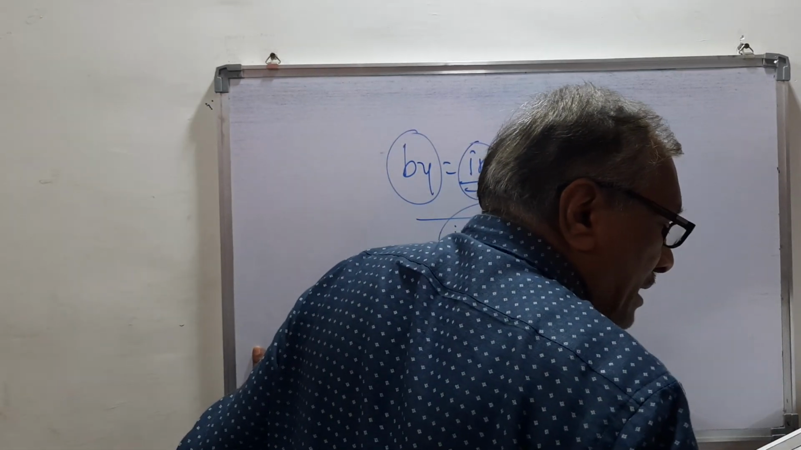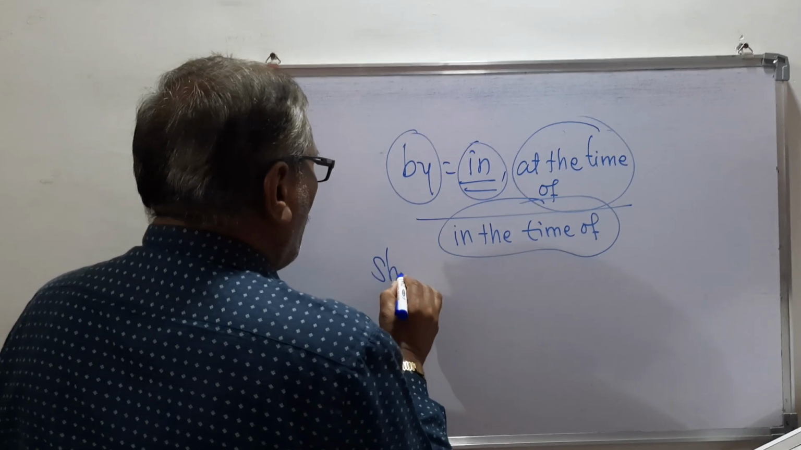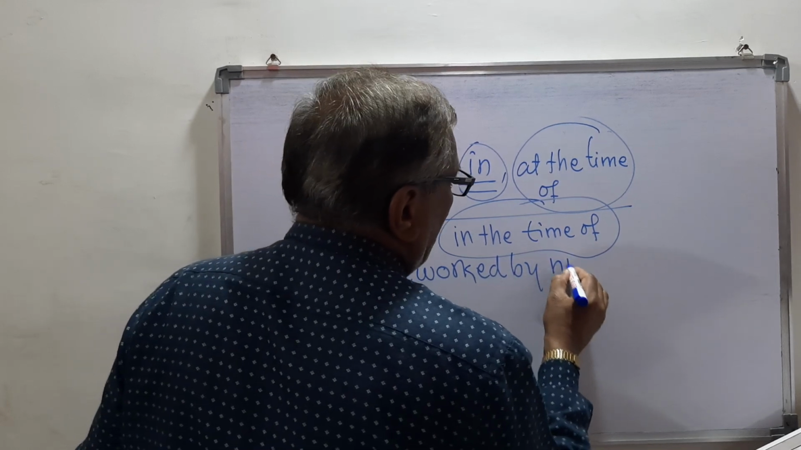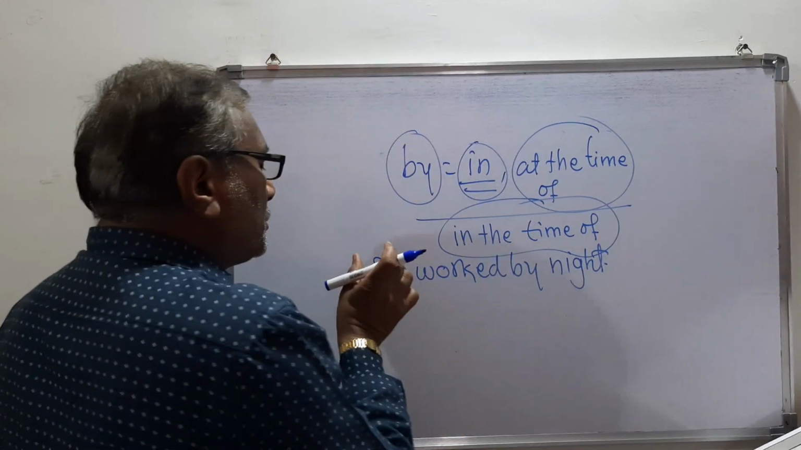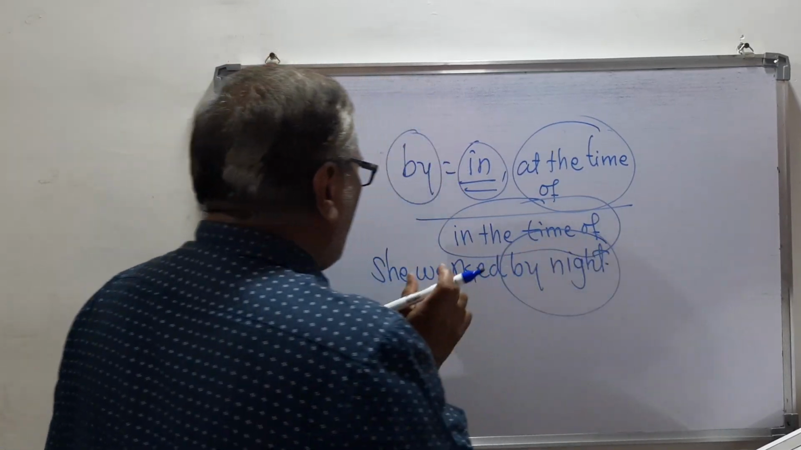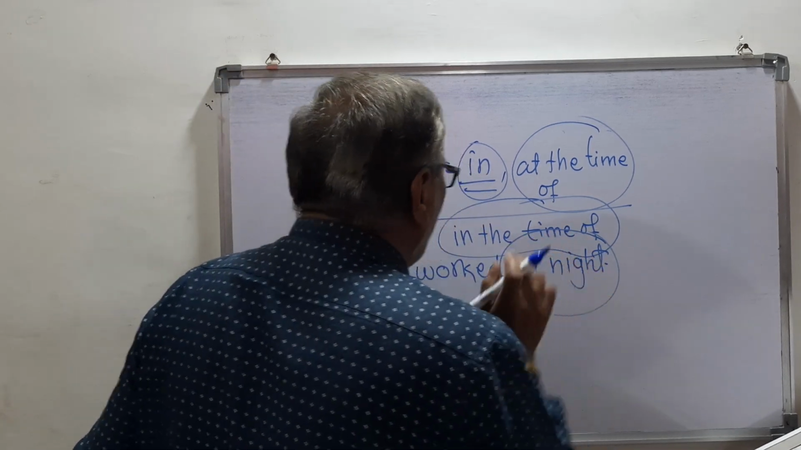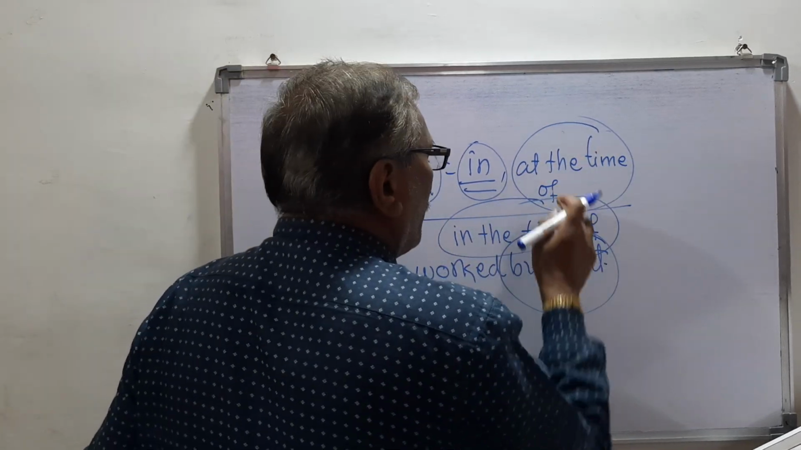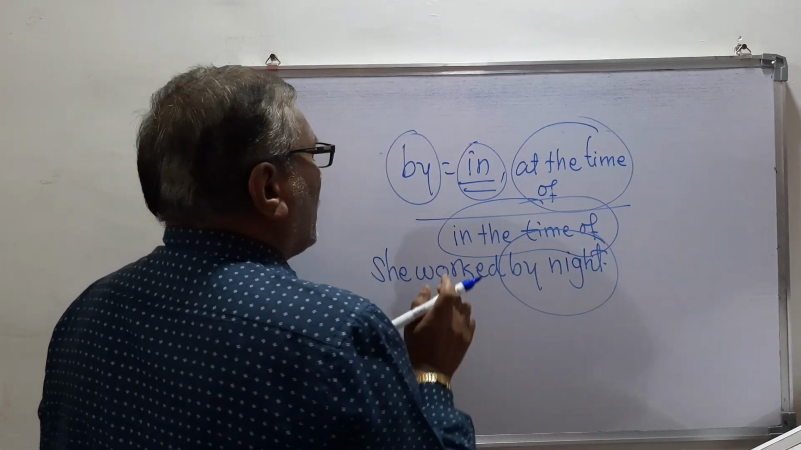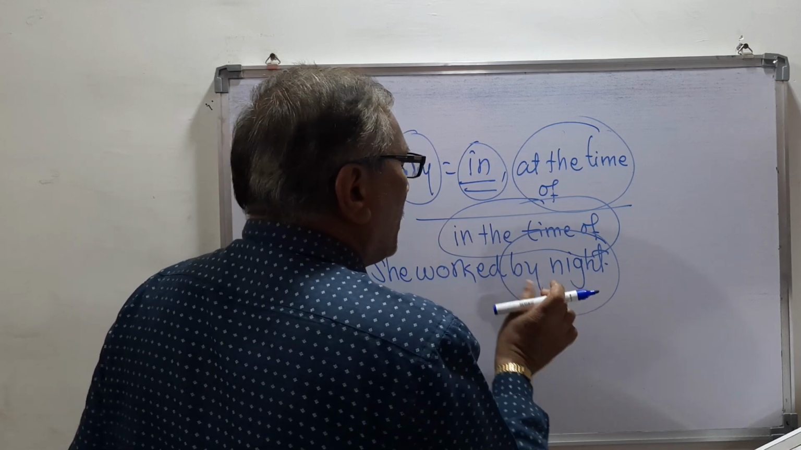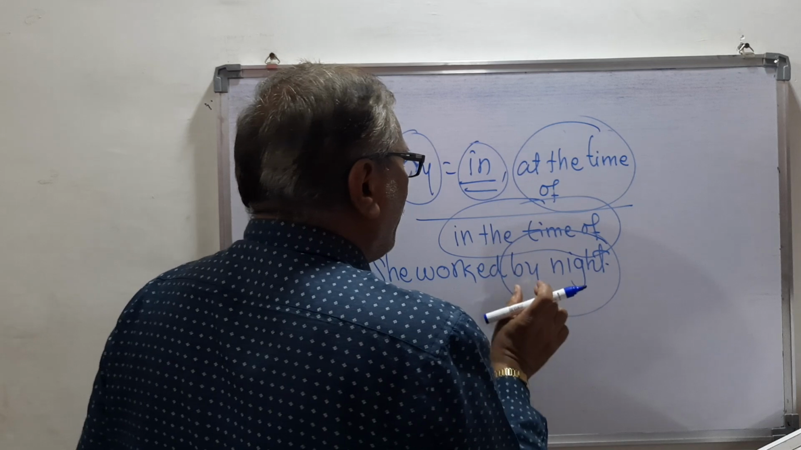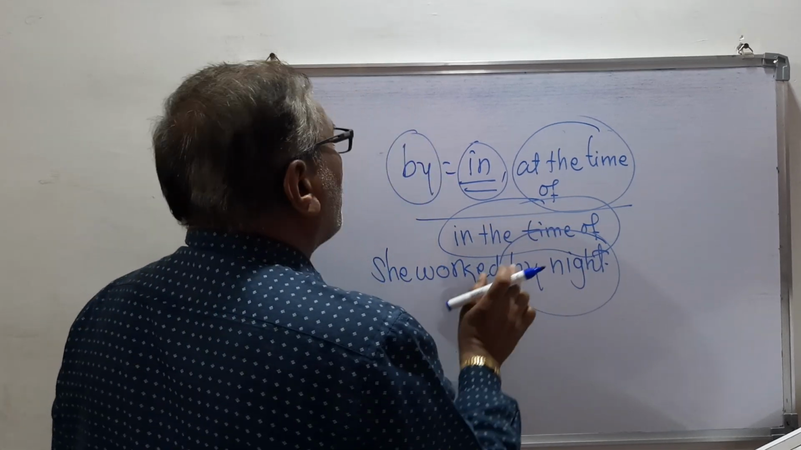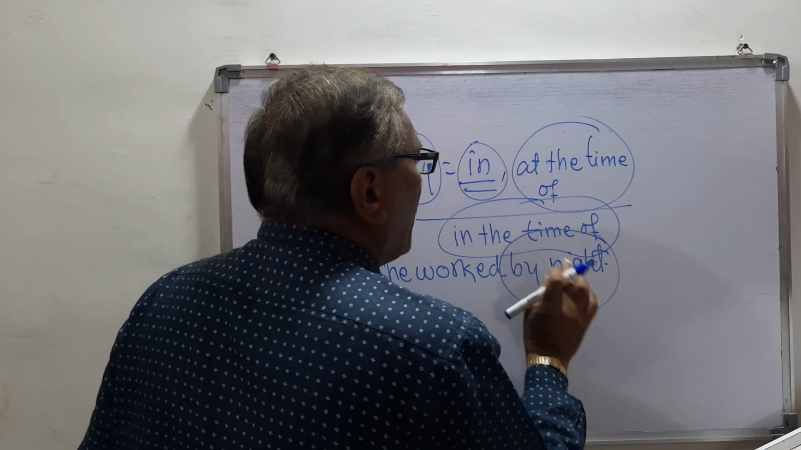So we will take the example. She worked by night, means she worked in the night, means she worked in the time of the night, or she worked at the time of the night. So the meaning is very clear that she worked by night. By means in, by means at the time of, or by means in the time of. So she worked by night means she worked in the night, in the time of the night, and at the time of the night.